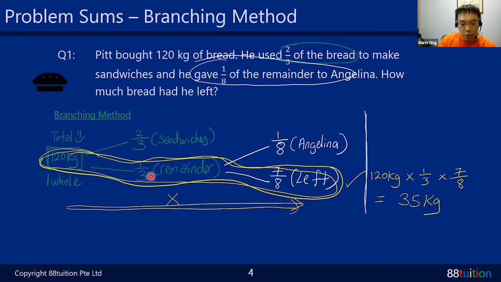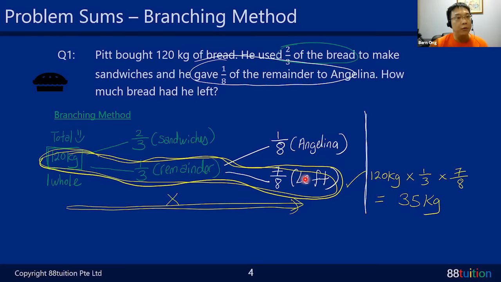The remainder 1/3 is called the remainder. And the next line they say what? The next line they say that I gave 1/8 of the remainder to Angelina. So 1/8 is here, and this 1/8 comes from the remainder. But if there's only 1/8, then where is the remainder 7/8? That's called the left. Can you see? So in a way, you are listing out the story in a left to right direction, just to give you a clearer view.